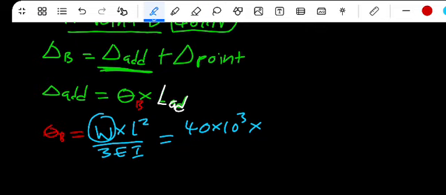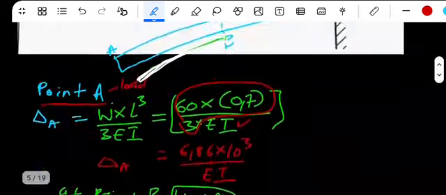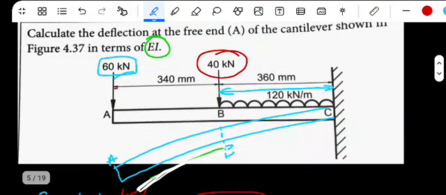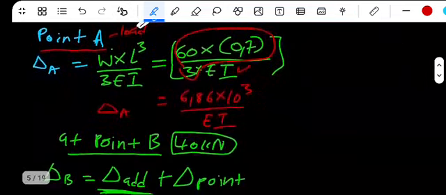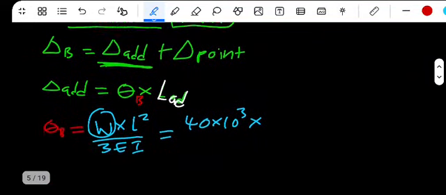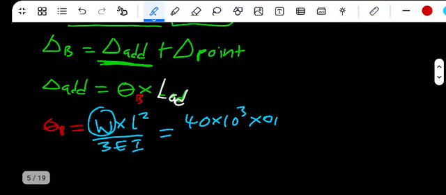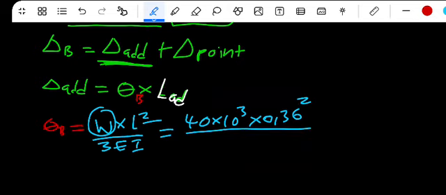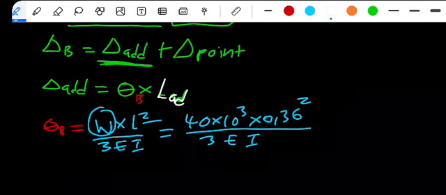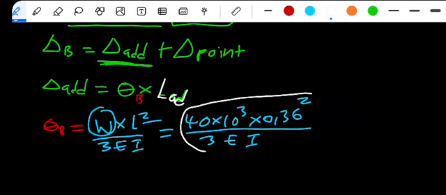I did not say additional length. So this length from here going there is 360, which is the same as 0.36, multiplied by 0.36. Obviously we have our square there. We square this and divide by 3EI. You can punch this on your calculator.